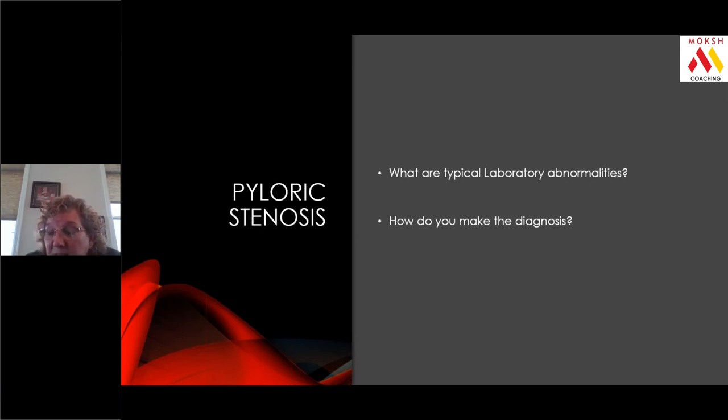Typical lab findings, they don't know why it is after 2 weeks, but we only see it in the older kids. It's nothing that we see in the first 2 weeks of life. And usually what happens is, at 2 weeks of age, they start having vomiting, and it's always non-bilious.